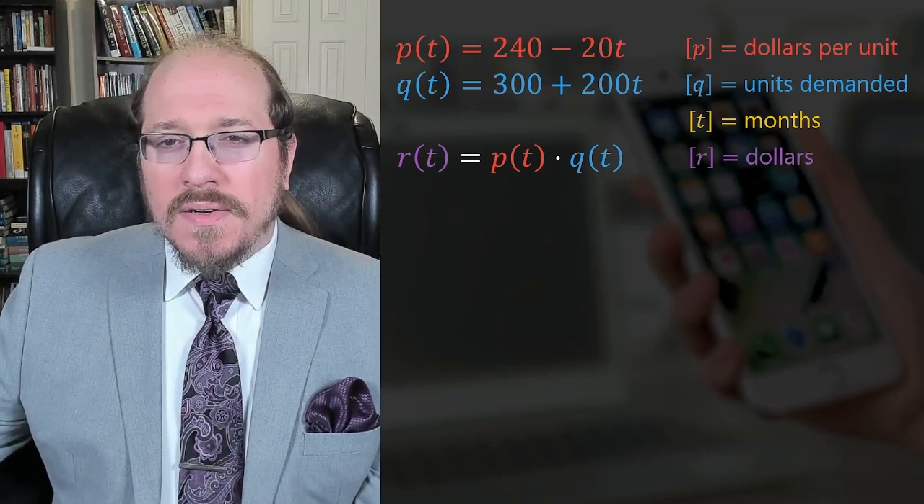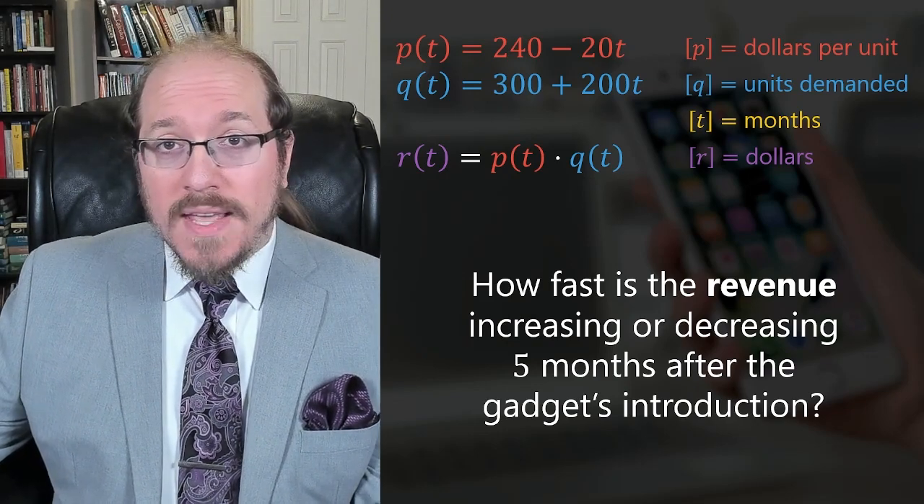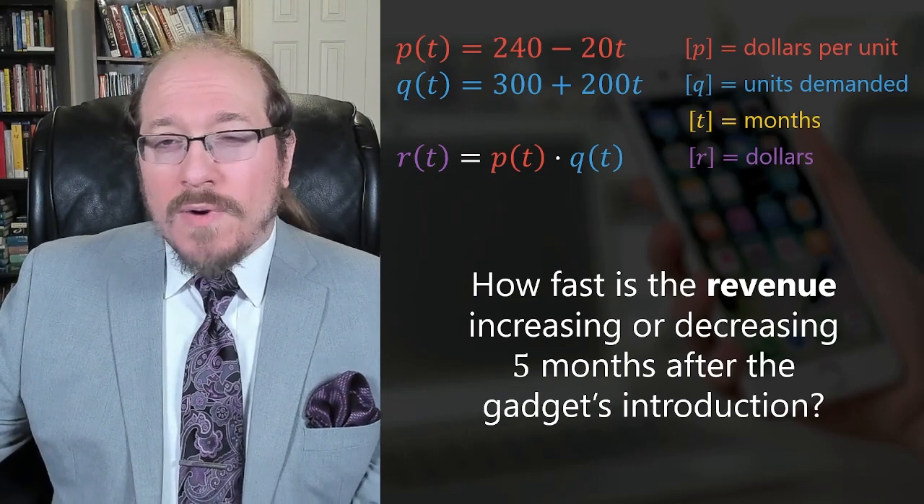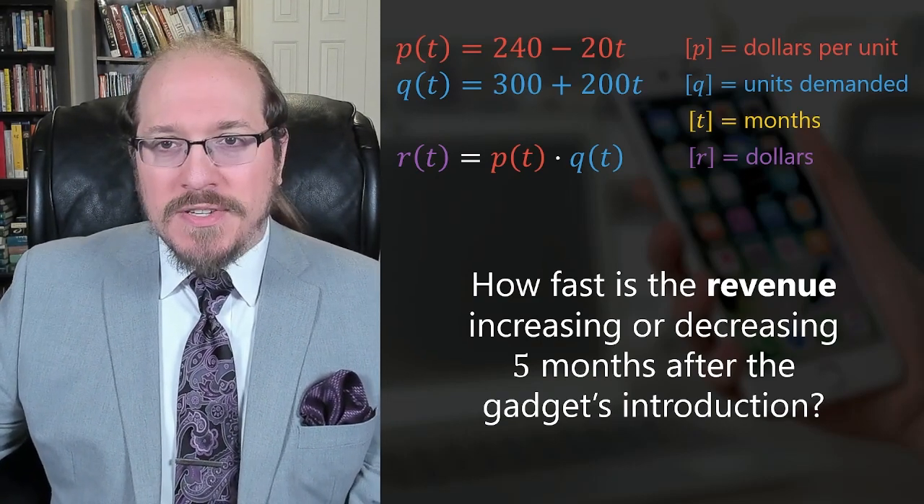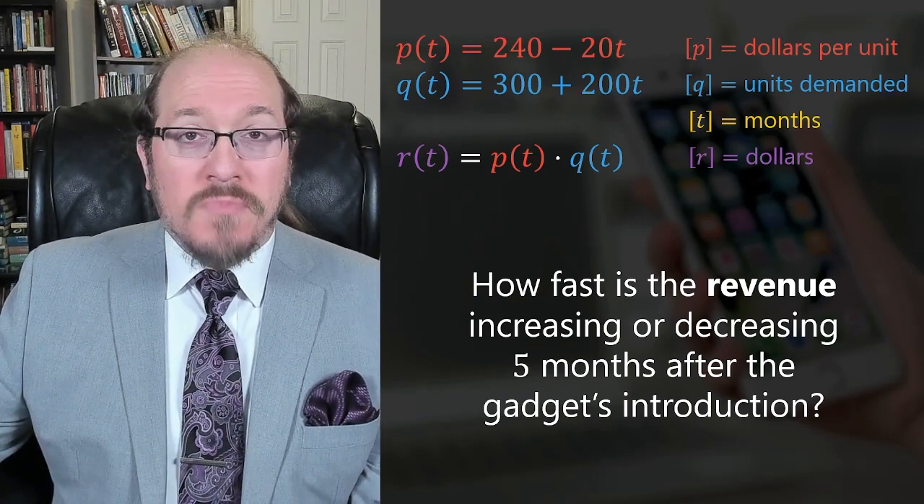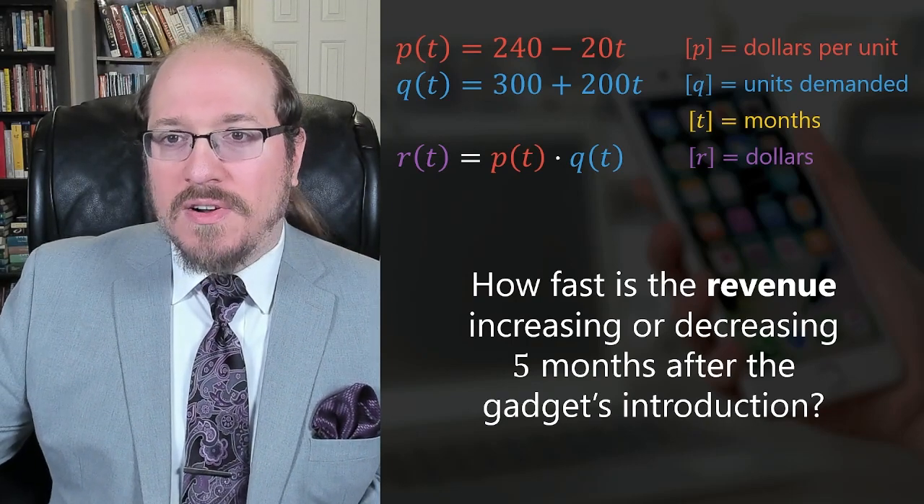So if we assume this model, how's the company doing 5 months after the gadget's introduced? Is its revenue increasing or decreasing? We've once again found ourselves in a new situation. We need the derivative of a product of two functions. What do? Well, we might start by thinking of the patterns we've seen thus far.